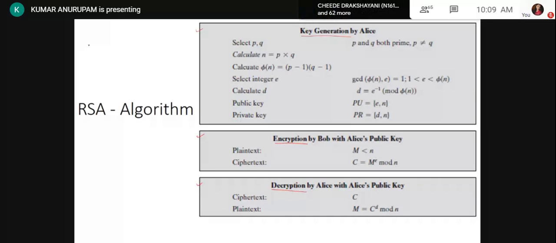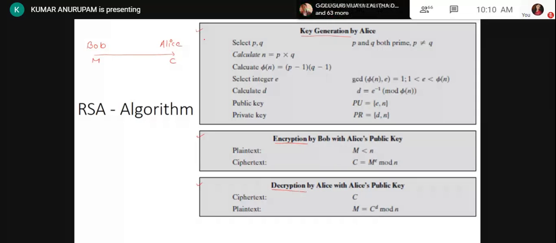I'll give you a scenario. Here we have two persons, Bob and Alice. Bob wants to send a message M to Alice, and it should reach her as a ciphertext C. This is what we want, and this is how the algorithm is written.